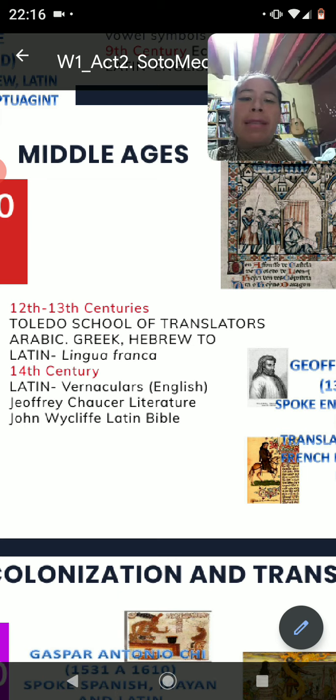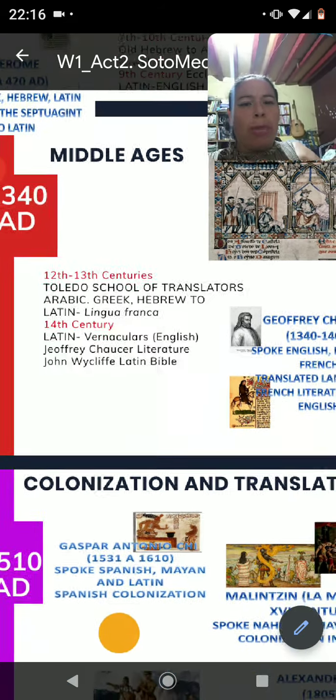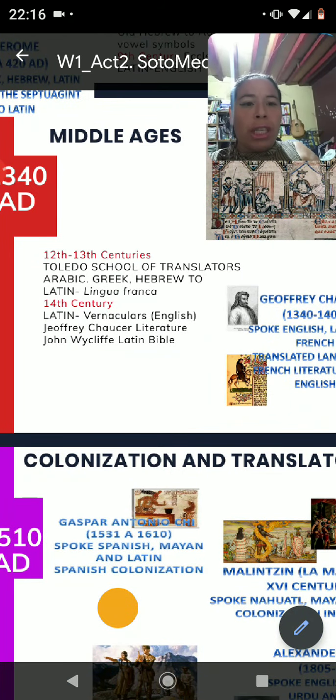In the 14th century, Latin stopped being so important. It stayed there for a long time yet, but now it was transferred into vernaculars. One of them was English. Geoffrey Chaucer transferred literature from Latin to English, and John Wycliffe transferred the Latin Bible into English. So we say that the English Bible has 500 years.